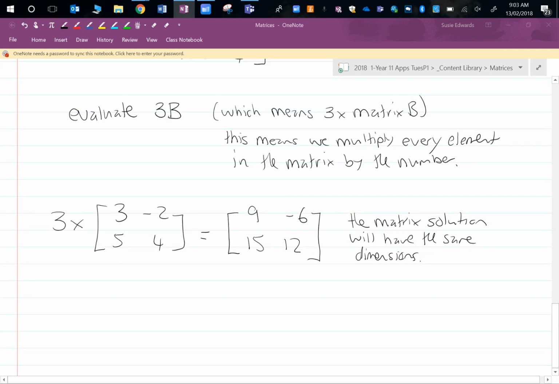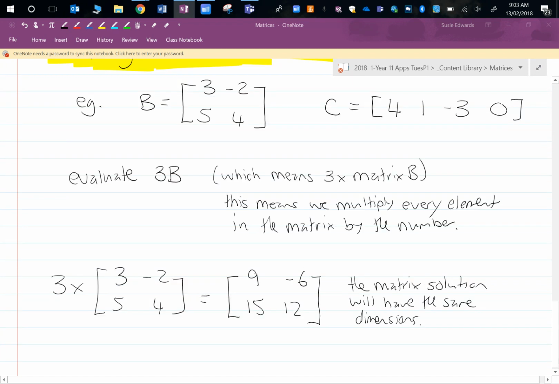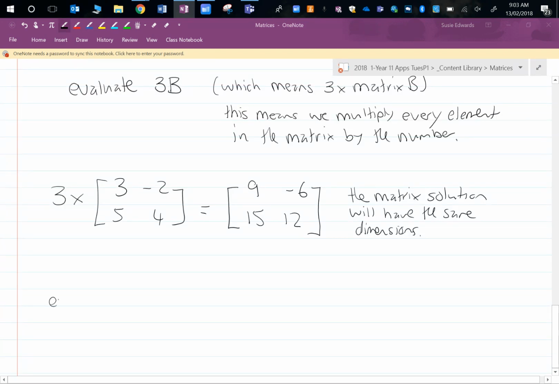Not at all. Can I give you one example to try? So can you try with the same question? Evaluate negative 2C. It might say find, it might say solve. Well, I probably won't say solve. It might say determine. Negative 2C.